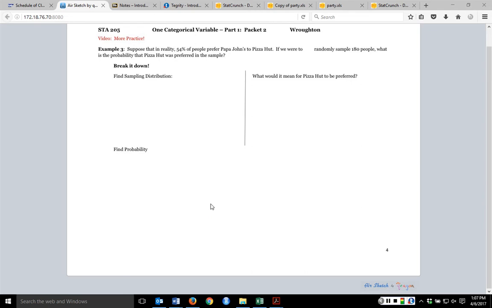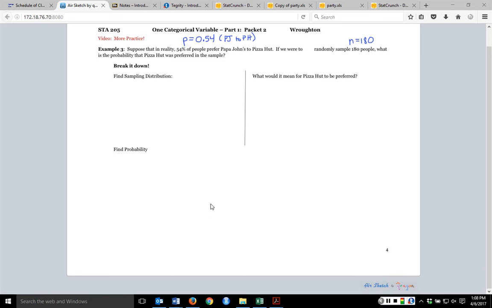In our first example, we're going to assume that in reality 54% of people prefer Papa John's to Pizza Hut. In a sense, I'm saying that my P, of all people, is 54% who prefer Papa John's to Pizza Hut. If we were to randomly sample 180 people, so we have our N, what is the probability that Pizza Hut was preferred in the sample?